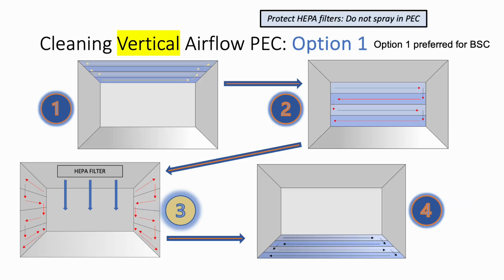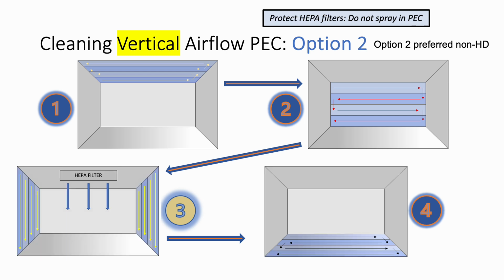Option 1 is primarily used in what would be called a biological safety cabinet, but we'll discuss this a little bit later. But again, you'll see that the examples on this slide are the same with the exception of step 3. And again, we'll discuss that when we get to hazardous drugs.